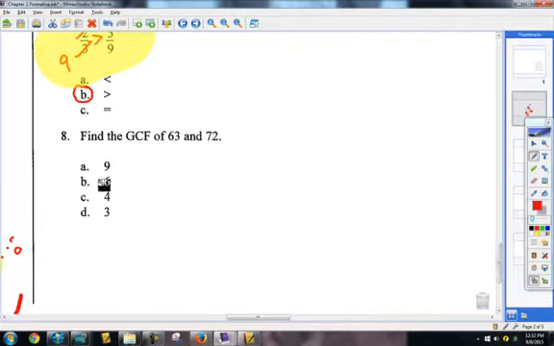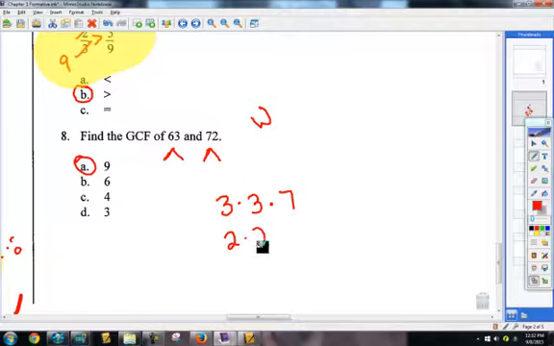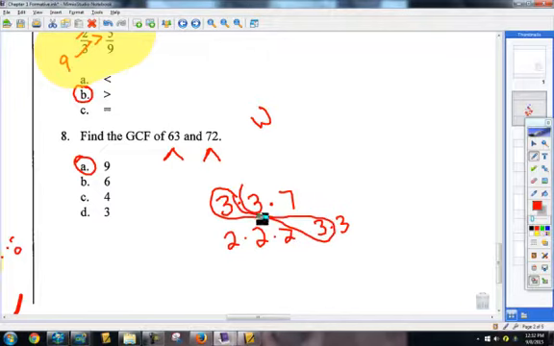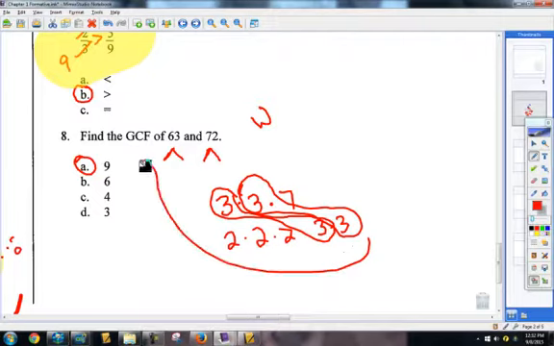Okay, number 8. This is also one where the answer is going to be A, but you must have work. And that work has to start with doing your factor trees, and then stacking those prime factorizations. Okay, and I see that they have a common 3, and they have another common 3. Therefore, my GCF is going to be 9.